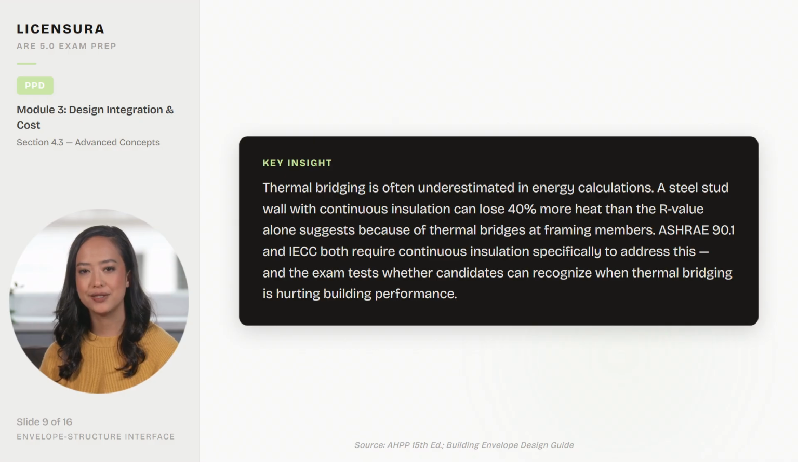Here's the key insight. Thermal bridging is often underestimated in energy calculations. A steel stud wall with continuous insulation can lose 40% more heat than the R value alone suggests because of thermal bridges at framing members. ASHRAE 90.1 and IECC both require continuous insulation specifically to address this, and the exam tests whether candidates can recognize when thermal bridging is hurting building performance.